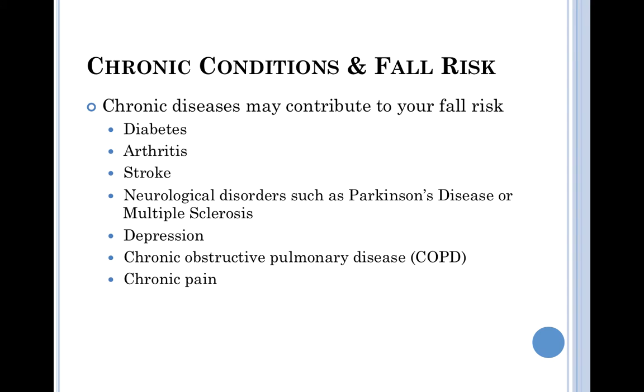All right, here are some chronic conditions that can contribute to a person's fall risk. So if you have diabetes, arthritis, suffered from a stroke, any neurological disorders such as Parkinson's or multiple sclerosis, depression, chronic obstructive pulmonary disease, and chronic pain. That chronic pain can alter movements and reduce a normal stability limit, and also cause secondary strength and mobility impairments, which can lead to falls.